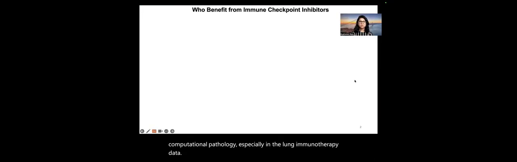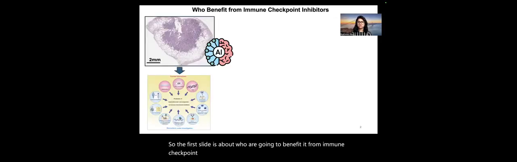So the first slide is about who is going to benefit from immune checkpoint inhibitors. Here we show a whole slide image, something every patient already provides as part of standard clinical care. This slide captures a tremendous amount of information about the tumor and its surrounding microenvironment, but much of this complexity is difficult to quantify manually. AI allows us to extract these subtle morphological and spatial patterns at scale.